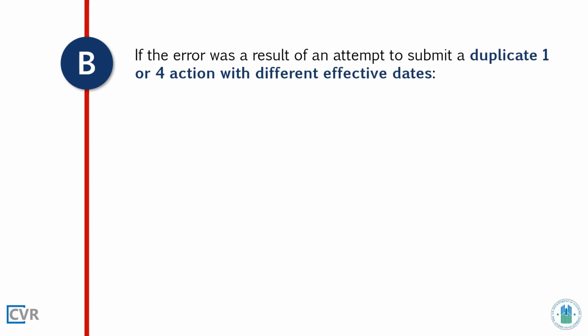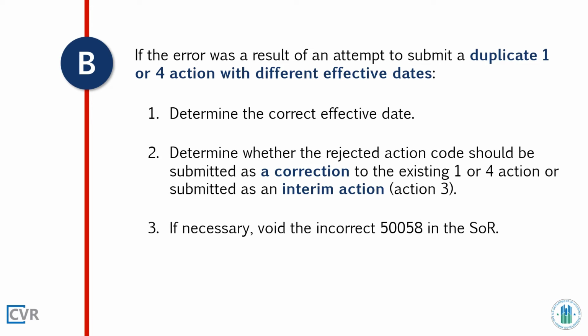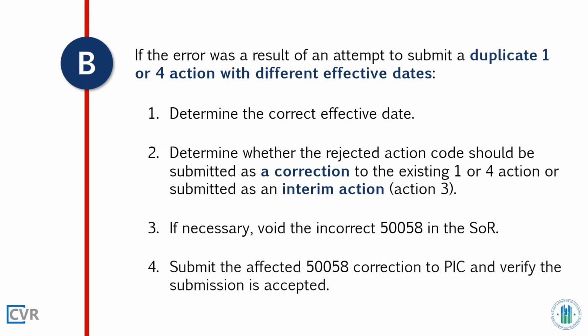If the error was a result of an attempt to submit a duplicate 1 or 4 action with different effective dates, determine the correct effective date. Determine whether the rejected action code should be submitted as a correction to the existing 1 or 4 action, or submitted as an interim action, or Action 3. If necessary, void the incorrect 50058 in the system of record. Submit the affected 50058 correction to PIC and verify the submission is accepted.